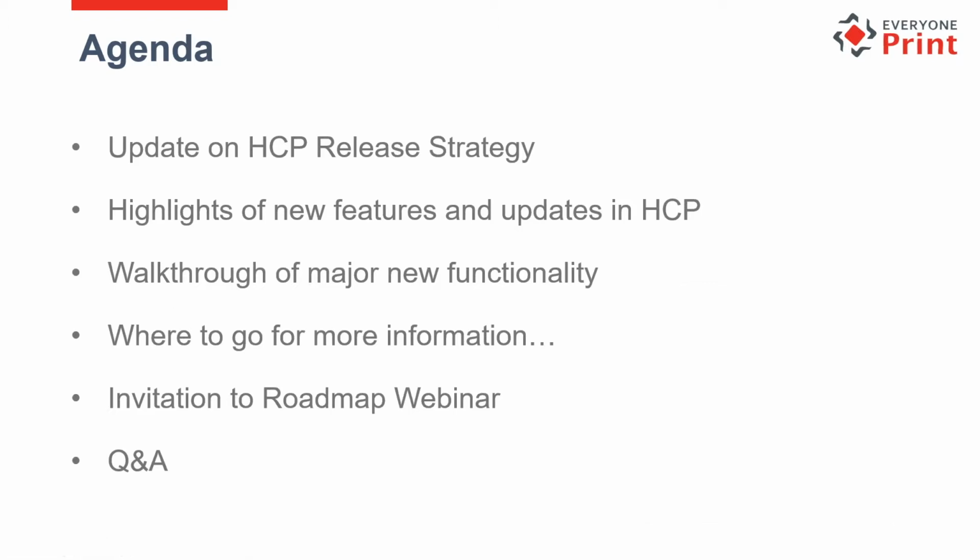Just to run through what we're going to talk about today, we're going to give a quick update on the HCP release strategy, how we're doing releases now, and some changes over that. And then we're going to run through highlights of new features and updates that have been implemented in HCP over the last 3 months, and a quick walkthrough of some of the major functionality. And then there'll be some information on how you can find out more, and some information about upcoming webinars, including a roadmap webinar where we're going to talk about future strategy. And then we'll get through, as I say, as many questions as possible to try and answer.